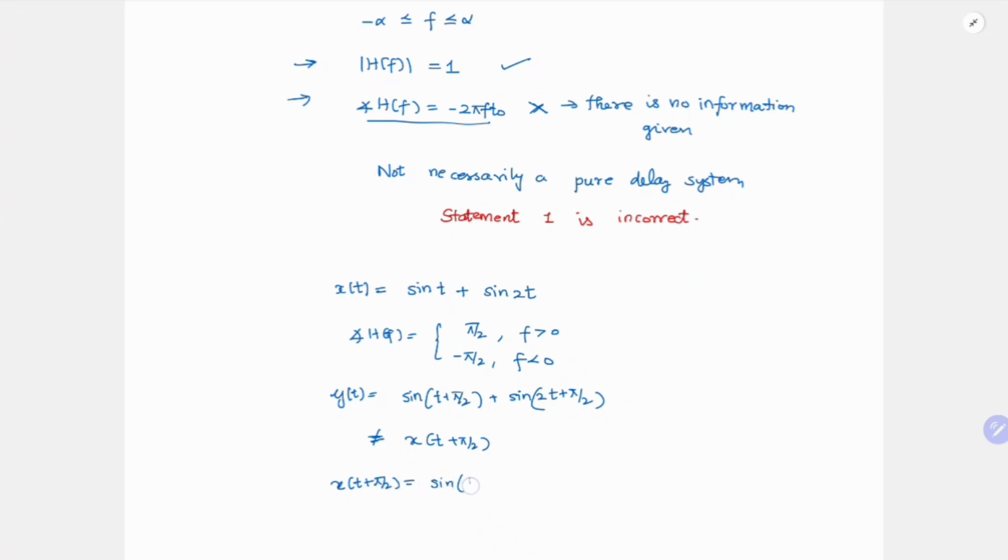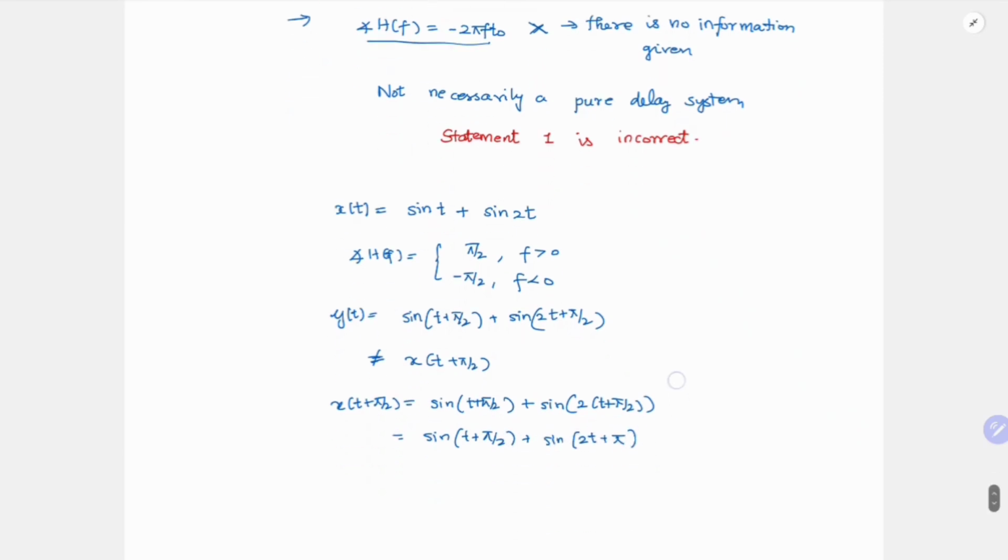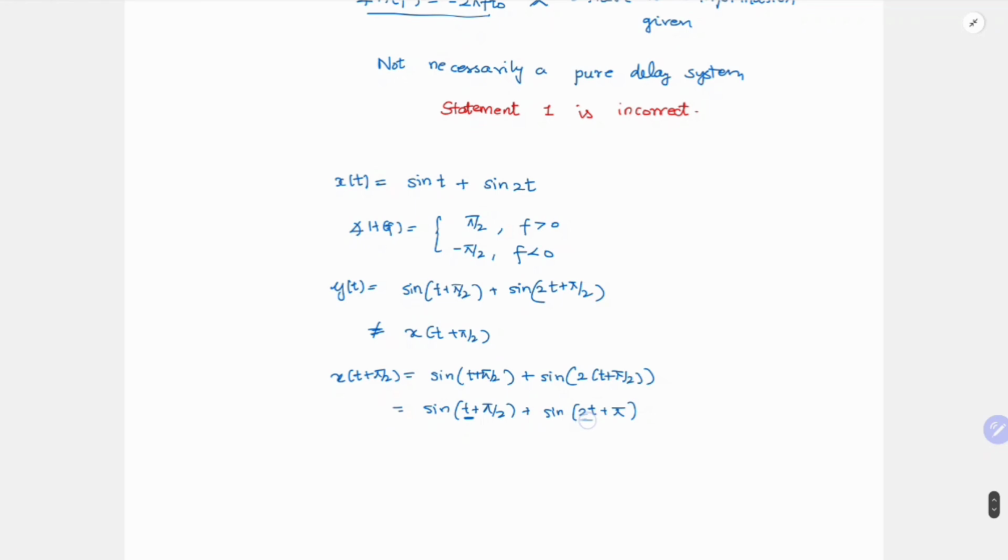It is sine of t plus pi by 2 plus sine 2 into t plus pi by 2, which means that it is sine t plus pi by 2 plus sine of 2t plus pi. So it means that as the frequency increases, the phase delay also is increasing. So as omega increases, your phase delay also should increase. And in what way? It should increase in a linear manner.